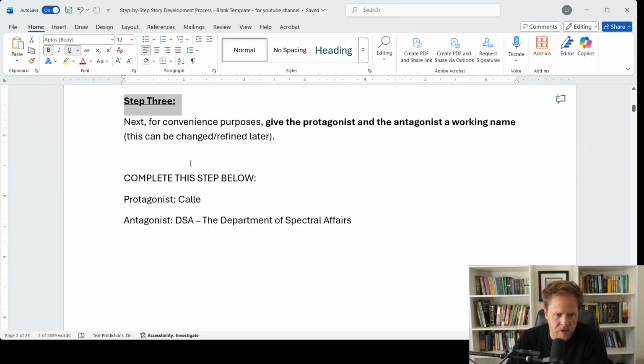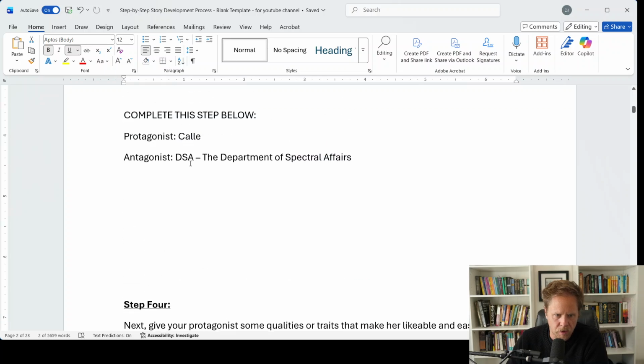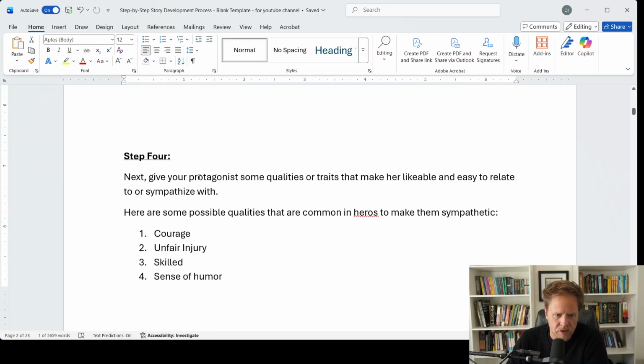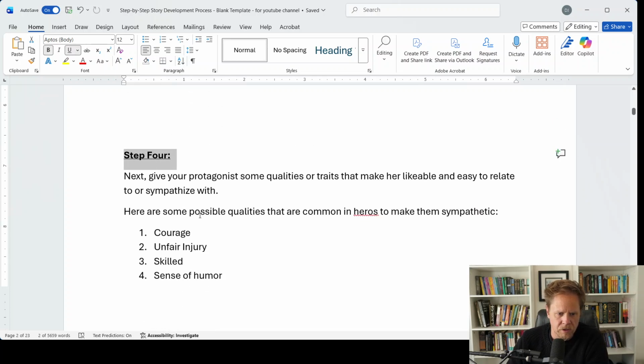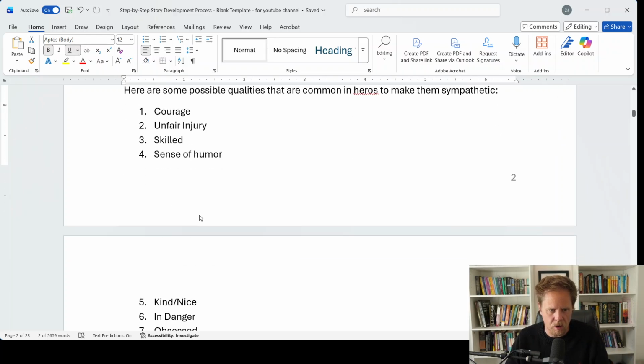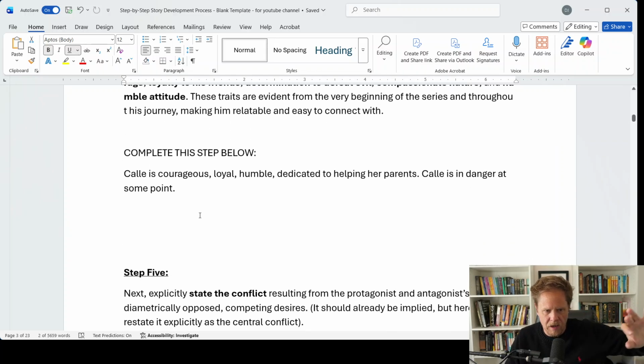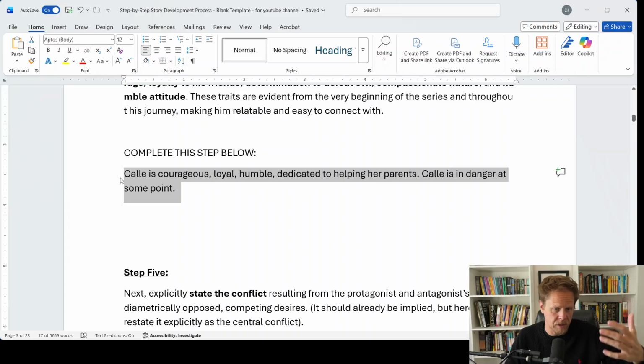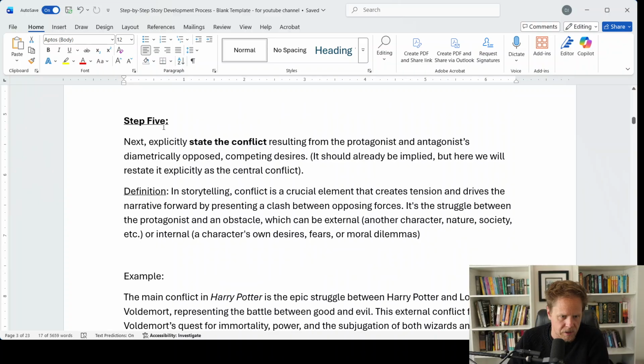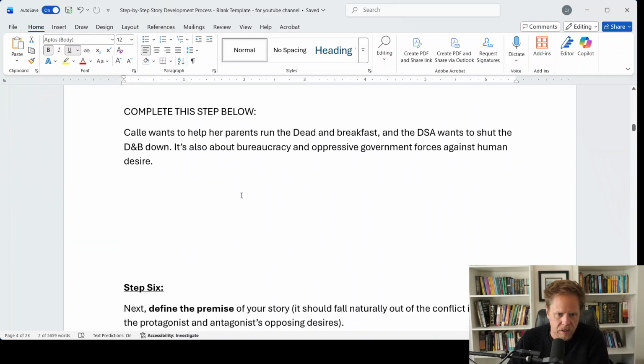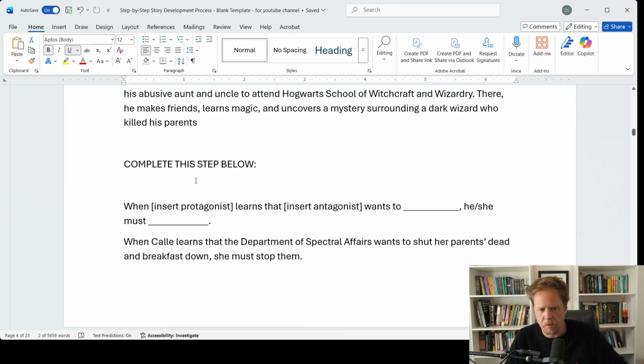That video. Step 3, we talked about basically just giving the protagonist a working name. We called her Callie. Step 4, we talked about giving our protagonist some likable and easy to relate to traits so we can, as a reader, sympathize with him or her. And we did that in this step. And we said Callie, our protagonist, would be courageous, loyal, humble, dedicated to helping her parents. Right? Step 5, we stated the conflict. Step 6, we defined the premise.